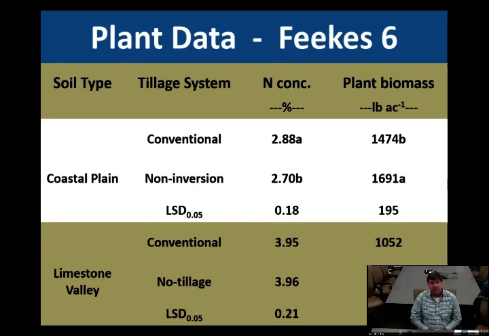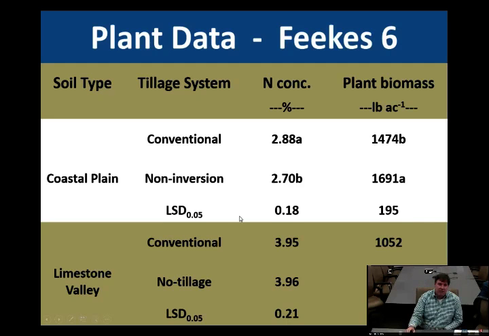We also looked at Feekes 6 data because, as I said, we applied some nitrogen at Feekes 4, so we wanted to see how this had an effect on the plant growth. You can see here we looked at N concentration on the Coastal Plain, and there's actually lower N concentration in the non-inversion tillage system. But then when you look at the plant biomass, we actually had bigger plants. So this is not concerning to me. It's just simply a dilution effect of the nitrogen that was in the plants.